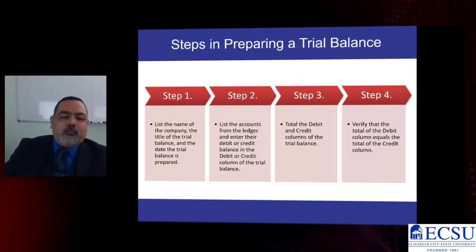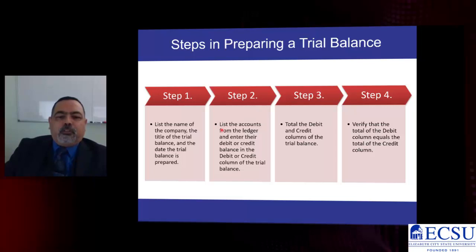Now, the next item on the agenda is the steps in preparing a trial balance. As you can see, in the first step, we look at the name of the company and the title of the trial balance, whether it's unadjusted or adjusted. Usually, when people write "trial balance," it is understood to be an unadjusted trial balance. If you are preparing an adjusted trial balance, we usually signify that it is an adjusted trial balance. So that is step number one.